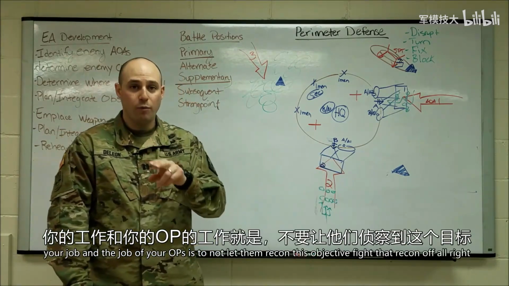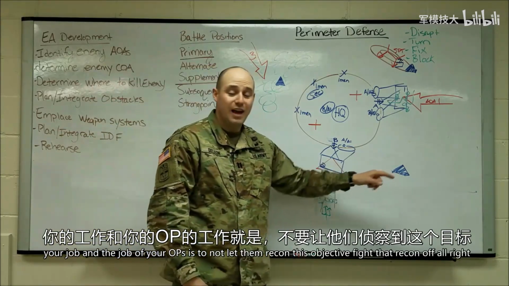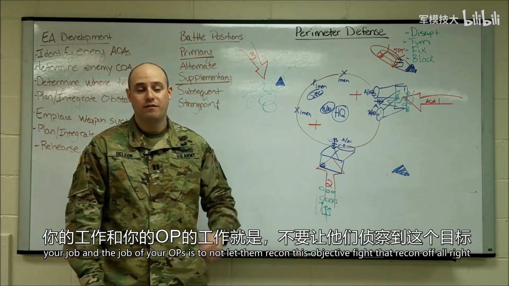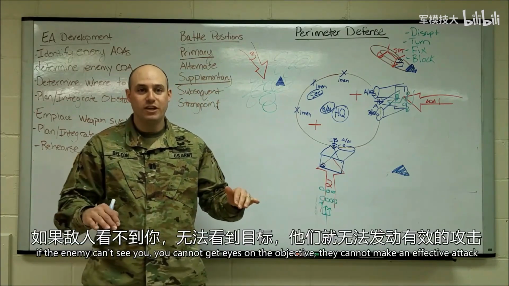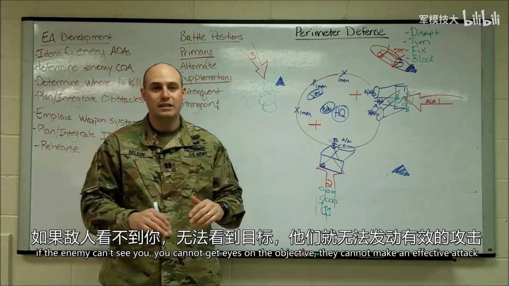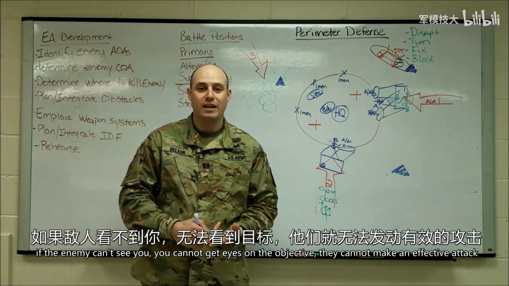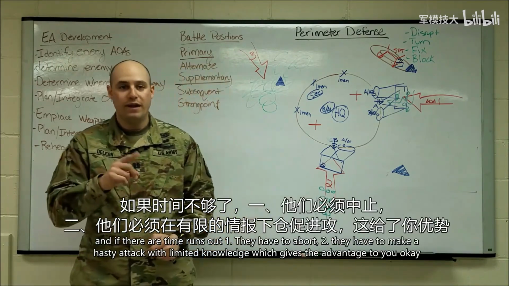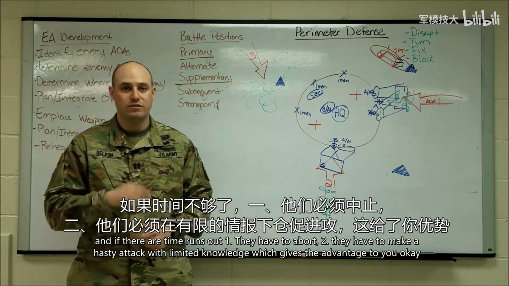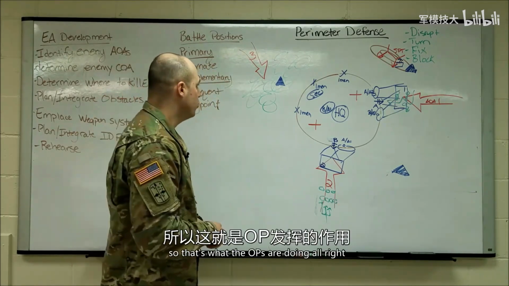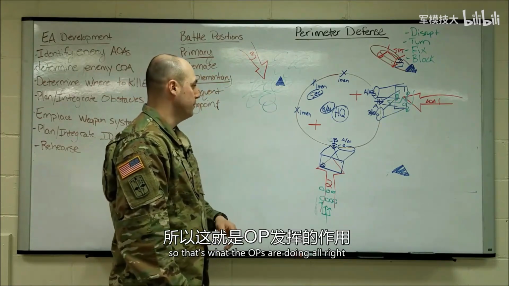Your job and the job of your OPs is to not let them recon this objective. Fight that recon off, all right? If the enemy can't see you and cannot get eyes on the objective, they cannot make an effective attack. And if their time runs out, 1, they have to abort. 2, they have to make a hasty attack with limited knowledge, which gives the advantage to you, okay? So that's what the OPs are doing, all right?